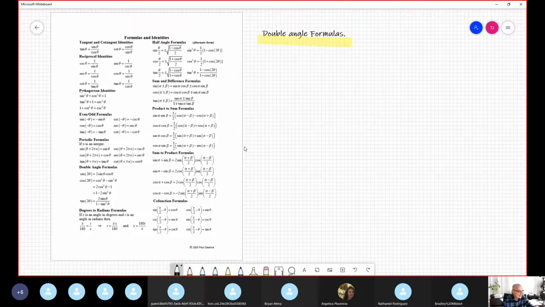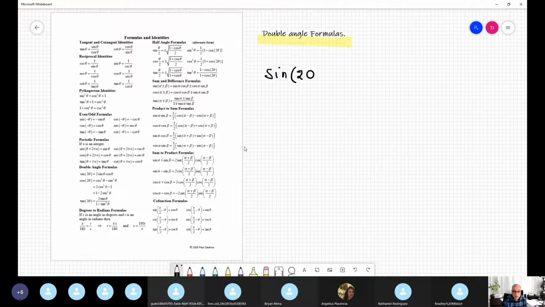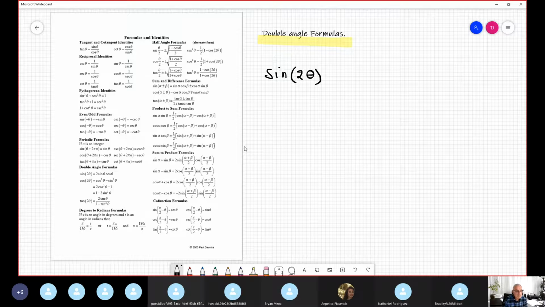The first one is sine double angle. Sine 2 theta. Double angle, twice the angle. The angle multiplied by 2 is equal to 2 times sine theta cosine theta. This formula is very, very important in calculus, Calculus 2. And what about cosine?